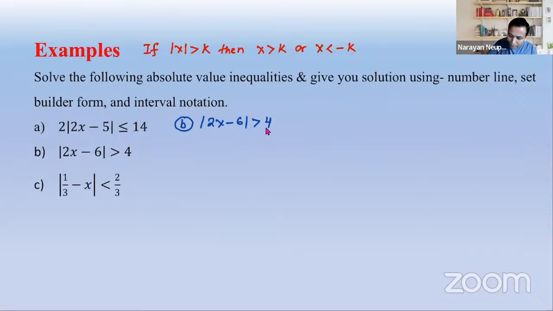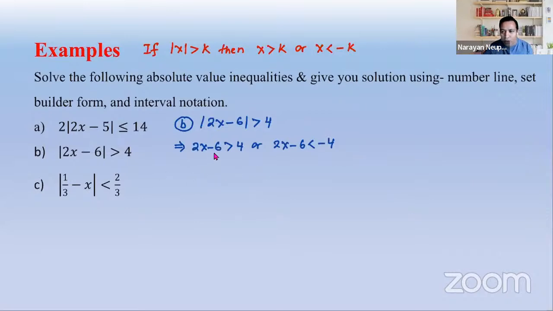So this implies two things. The first one is 2x minus 6 is greater than 4, or 2x minus 6 is less than negative 4. Those are the two things. So now we have two linear inequalities. We are going to solve each of them.